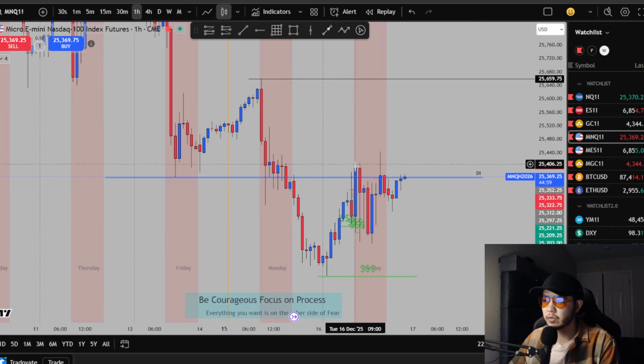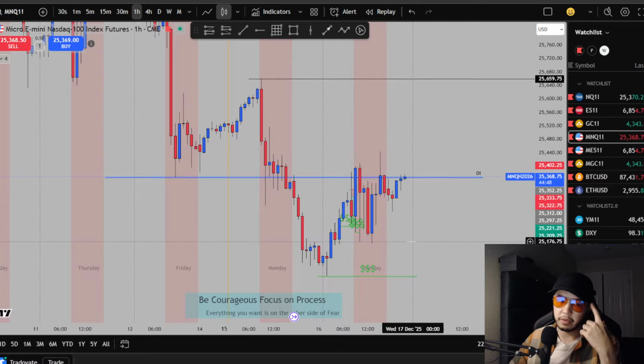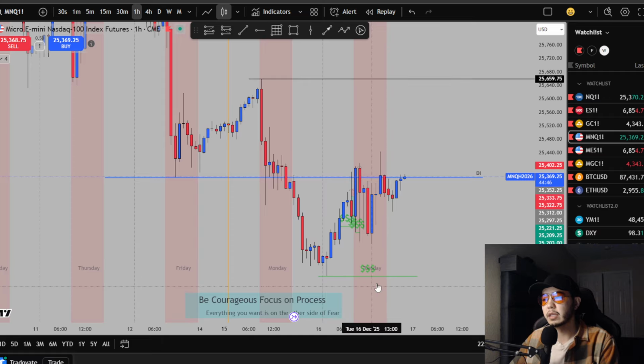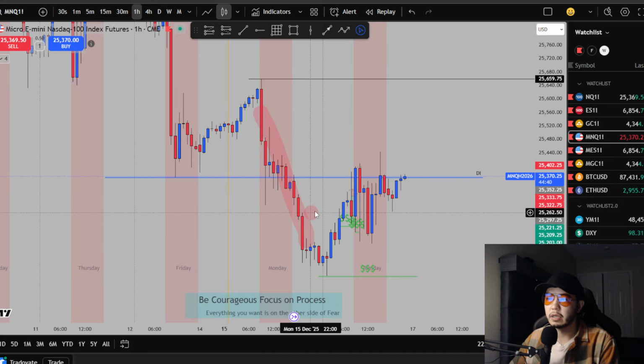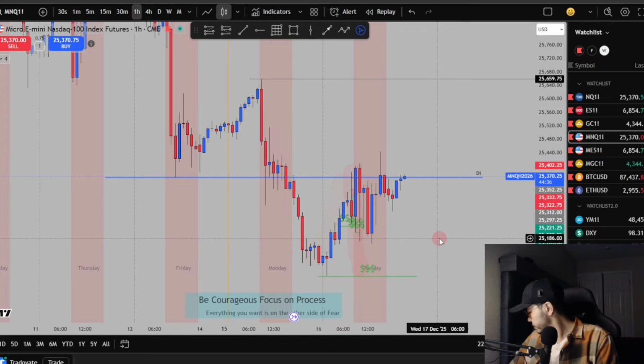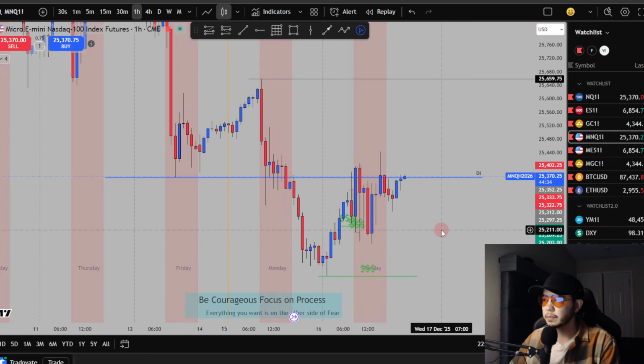So this was today's NQ. We came to this daily indication and we rejected it and started going downwards. So my thought process was, okay, we're gonna go hit this liquidity, because these are indication, these are correction, and this should be our continuation.